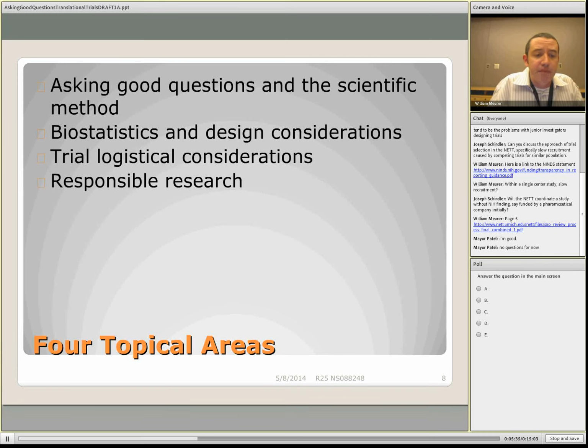The second major topical area is biostatistics and design considerations. Obviously, biostatistics has at its base asking good, unbiased scientific questions. So there's a little overlap between these. These are not all mutually exclusive. Trial logistical considerations is the other one, in terms of the nuts and bolts of really making trials work and having procedures in place to really know about everything that you need to do to patients.